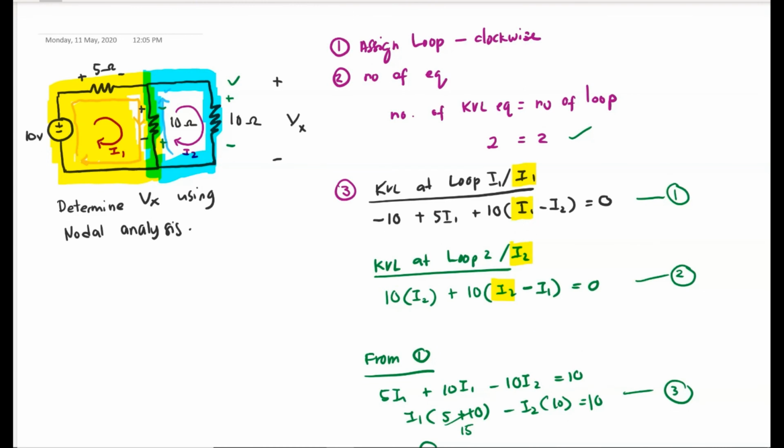So the question is finding the Vx. By using Ohm's law, you can see that Vx is equal to the voltage at the 10 ohm. By using Ohm's law, I2 times R, 10 ohm. So I2 is 0.5 times 10. So that will be 5 volts. Thank you.